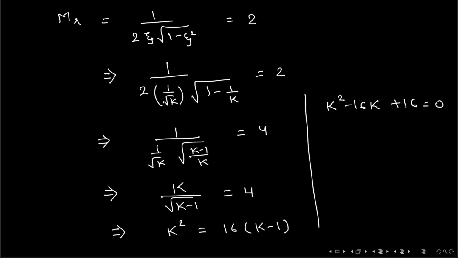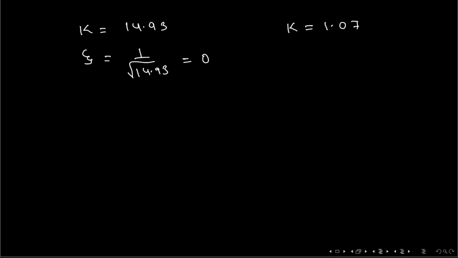Solving this, we get K equal to 14.93 and 1.07. So we are getting two values of K, which are 14.93 and 1.07. We will check the corresponding value of ζ. ζ is equal to 1/√K, so for 14.93 it is 1/√14.93, which is equal to 0.26, and for 1.07, ζ is equal to 1/√1.07, which is equal to 0.97.